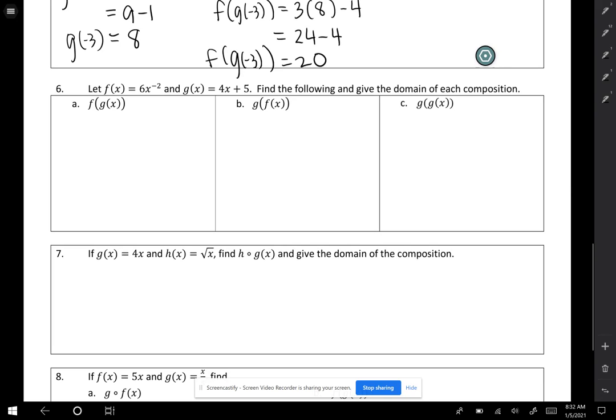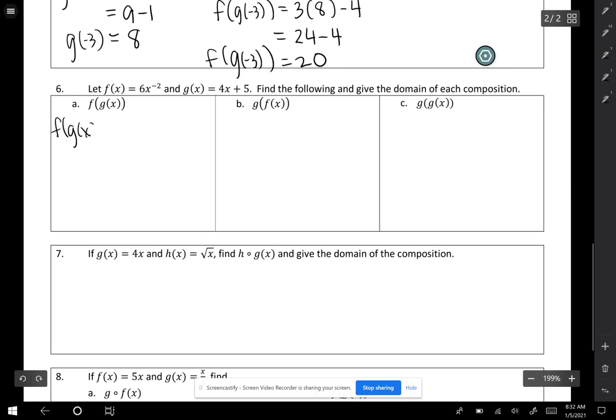For number 6, it says let f of x equal 6x to the negative 2 and g of x equal 4x plus 5. Find the following and give the domain of each composition. So for this first one, we're finding f of g of x. What that means is we're going to take the function f, which is 6x to the negative 2, and we're going to replace the x with what g of x equals.